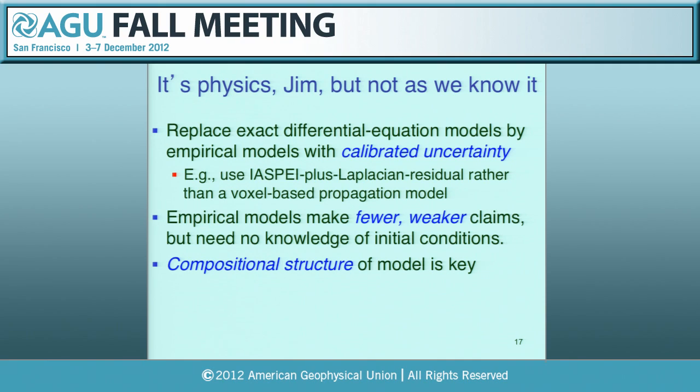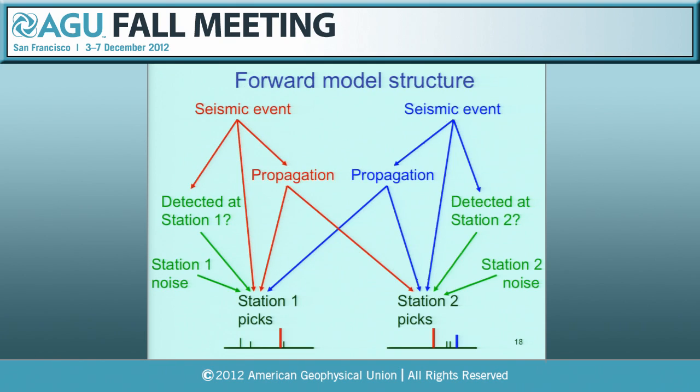The other part of the physics that's really important is the compositional structure of the model. So what are the components of the model, and how do they fit together? And once you have that structure, you can refine the components as much as you want, and eventually you will end up with a classical deterministic physics model. So here's the basic structured model.